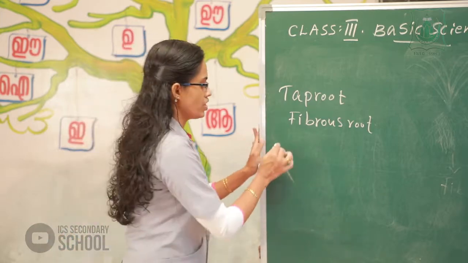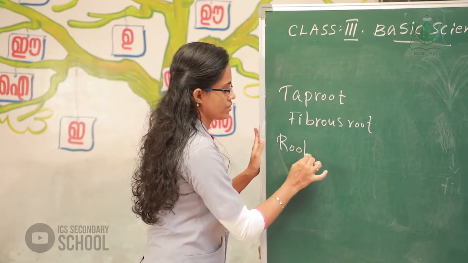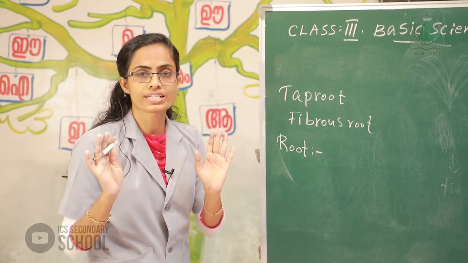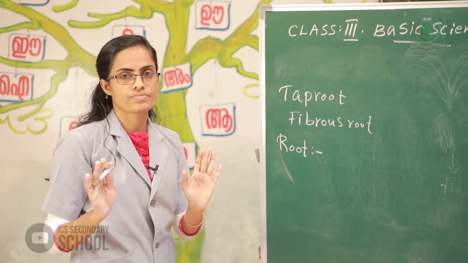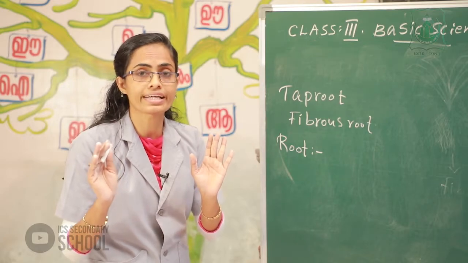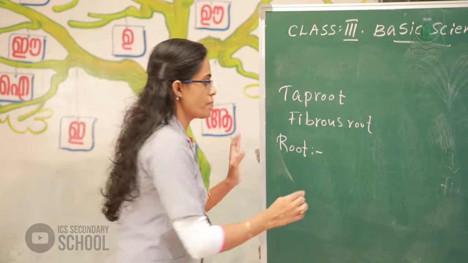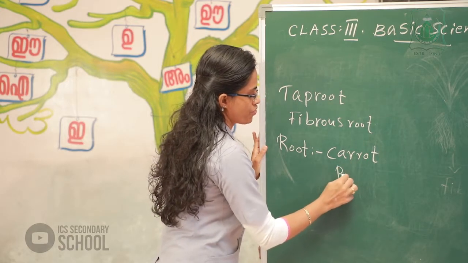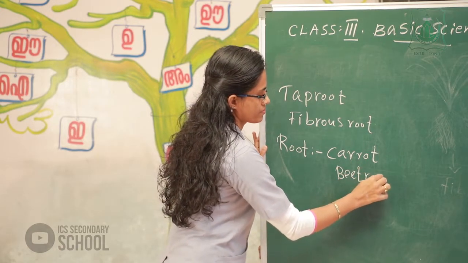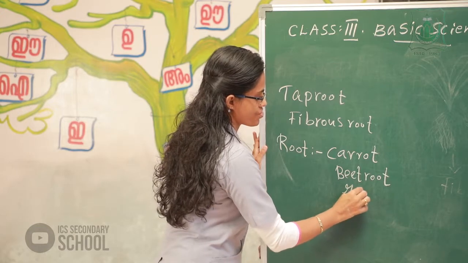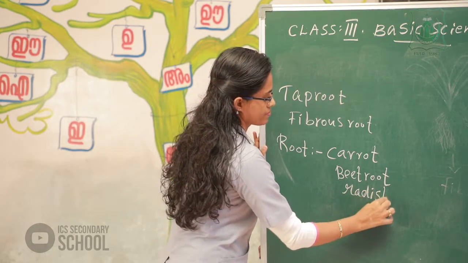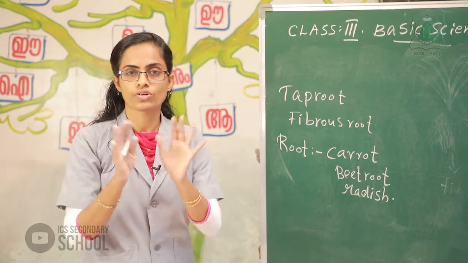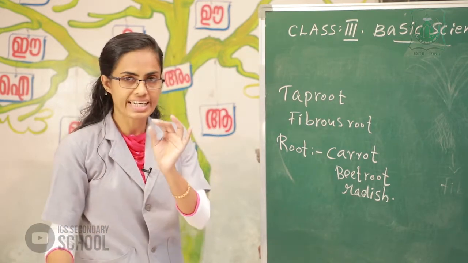And the next one, roots store extra food. To store extra food in the roots. For examples, carrot, beetroot and radish. These are the roots. All of you understand? Yes.